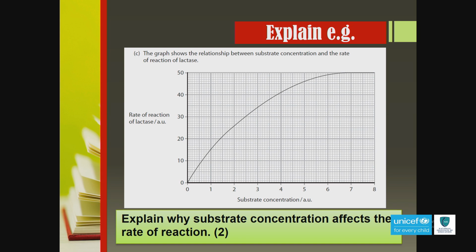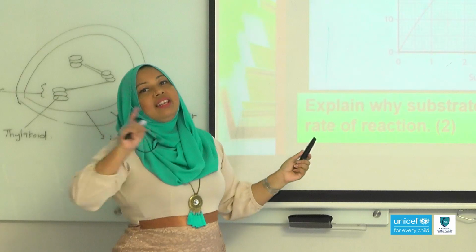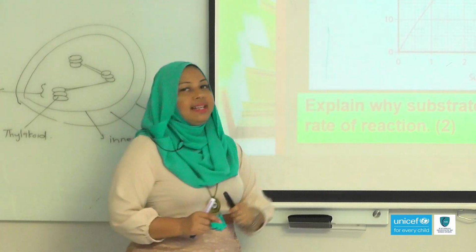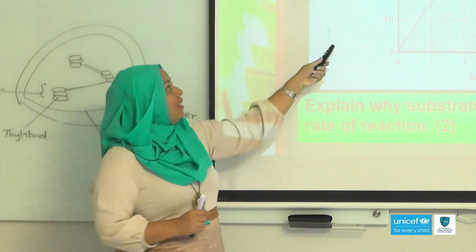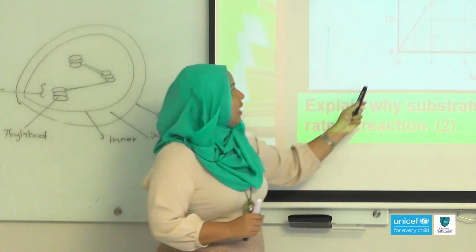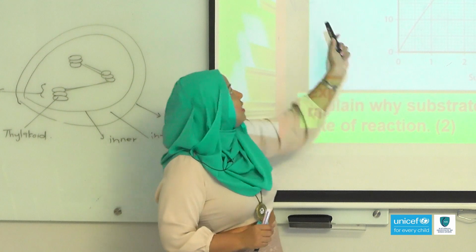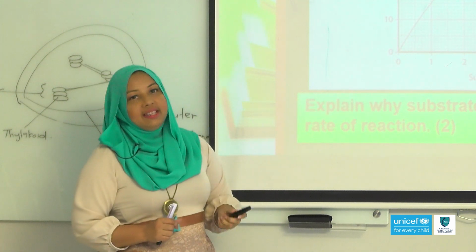This is a typical substrate concentration and rate of reaction graph shown here. Most of the time when you see graphs like that, you will see a question asking you to describe the graph. But this time they are asking you to explain this graph. Explain why substrate concentration affects the rate of reaction. So they want justification. As you can see, as substrate concentration increases, the rate of reaction also increases.